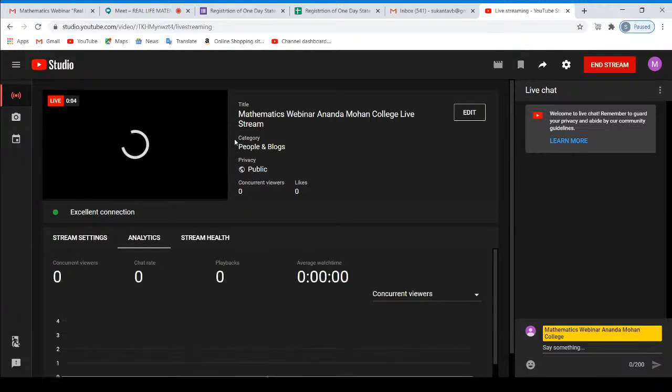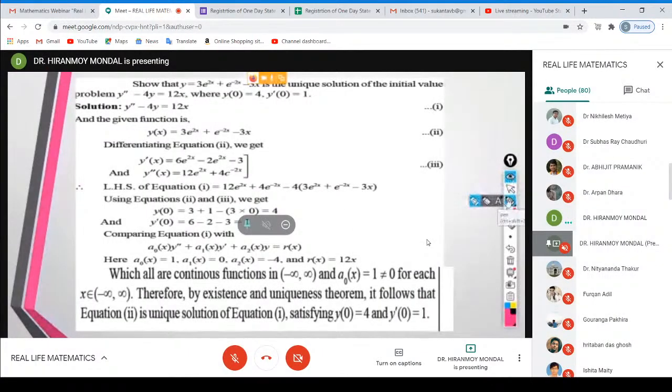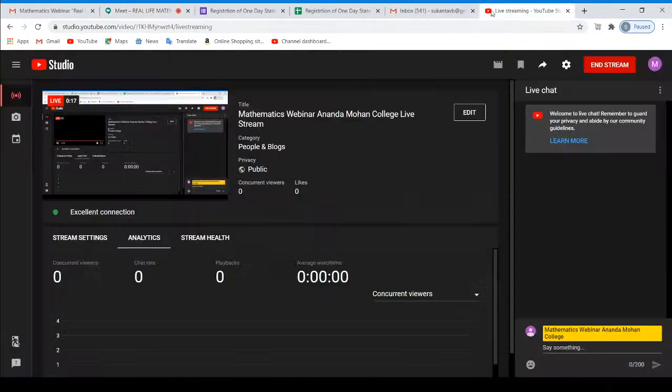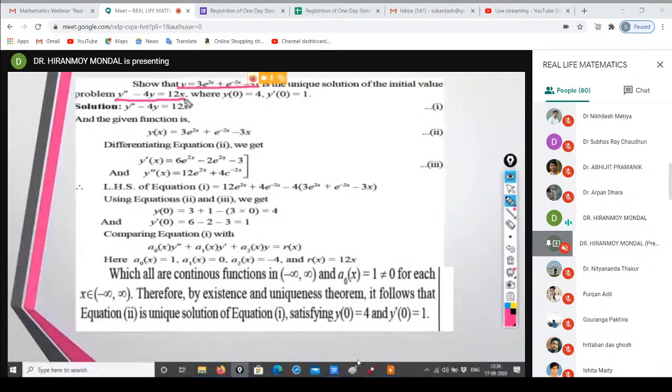Another example we are showing: y equal to 3e to the power 2x plus e to the power minus 2x minus 3x, in this differential equation y double dash minus 4y equal to 12x, and these boundary conditions are also given. This is a unique solution.